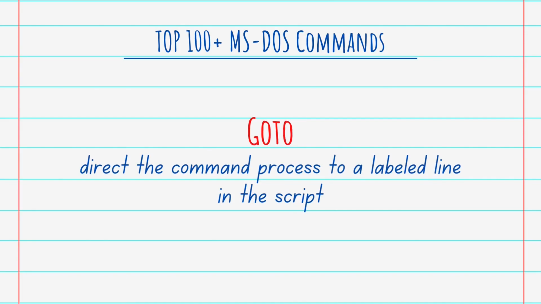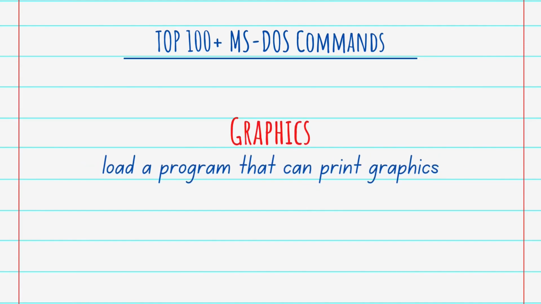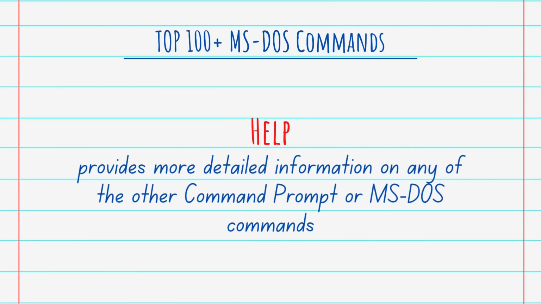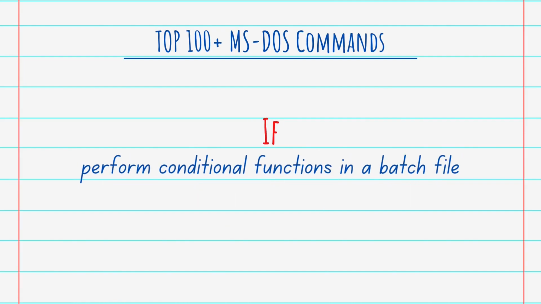Got it? The next is the goto command. The goto command is used in a batch or script file to direct the command process to a label line in the script. Graphics. The graphics command is used to load a program that can print graphics. Help command. The help command provides more detailed information on any of the other command prompt or MS-DOS commands.